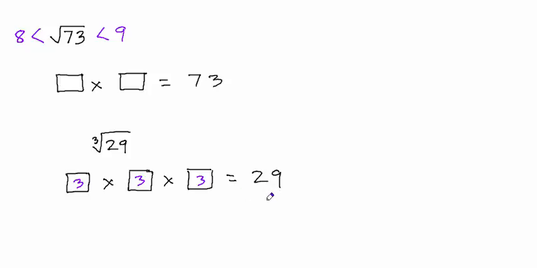We need a 29 out of 27. How about 4? 4 times 4 is 16 and 16 times 4 is 64. That's way off. Therefore, because 29 is between 3 times 3 times 3 and 4 times 4 times 4, we can say that its cube root is between 3 and 4. That's how you could estimate surds even if you don't know the exact answer.